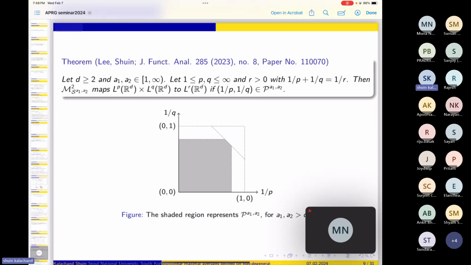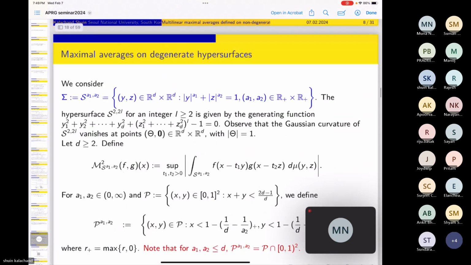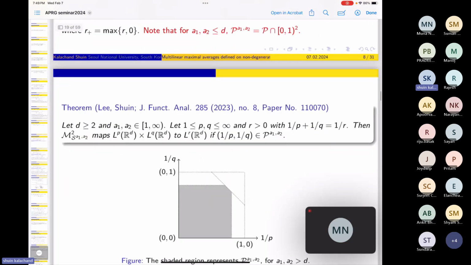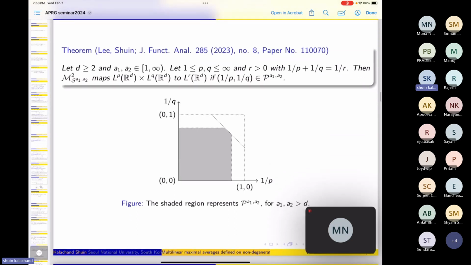To prove this result, we again used the slicing argument. Because this hypersurface is written by the function |y|^{A1} + |z|^{A2} = 1, because of this information, even if the curvature is vanishing, we can use the slicing argument. We also consider the multilinear analog of this operator, but for the multilinear case, m greater than or equal to 3, we don't have a sharp result.